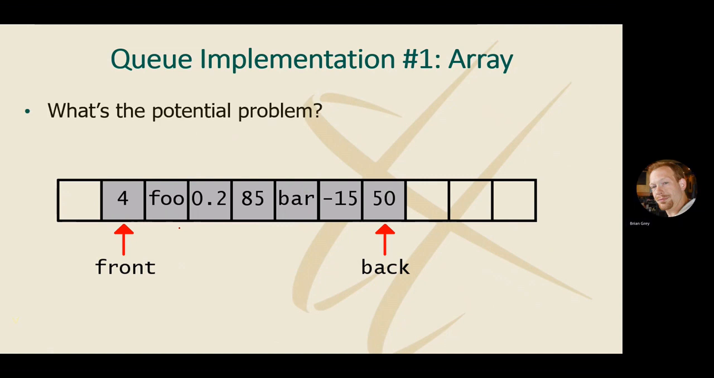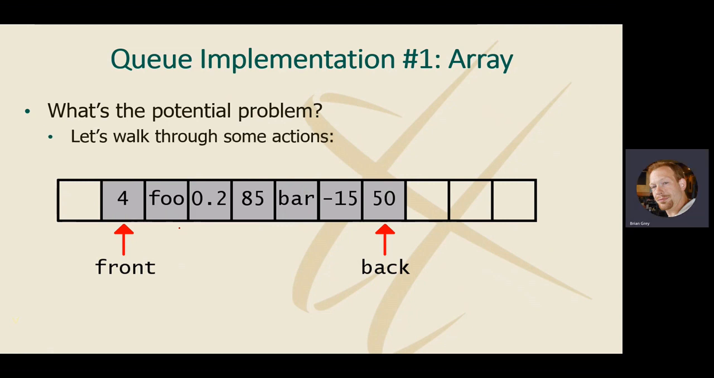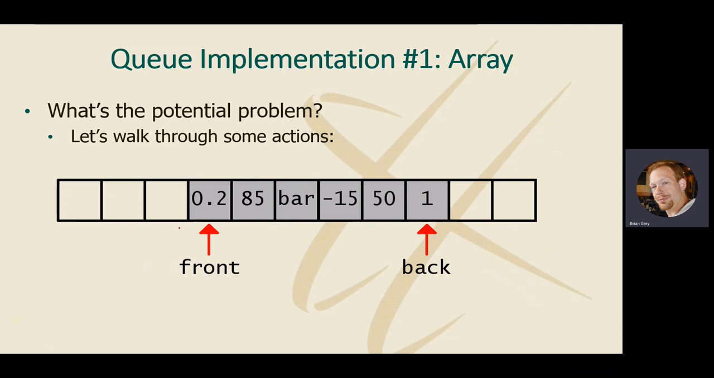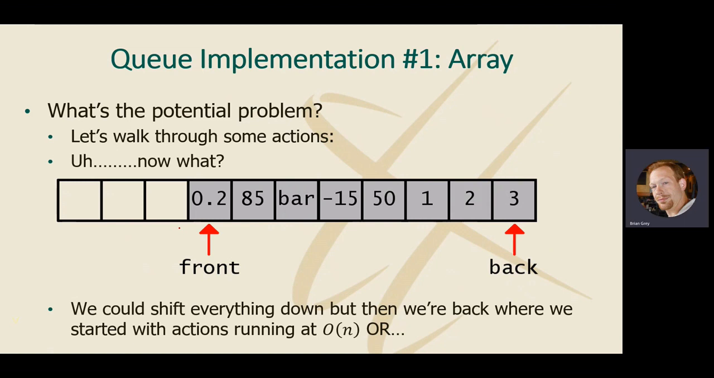What's the problem? Right now, it's not a problem, but let's walk through some operations, right? So we're going to start dequeuing and we're going to dequeue again, and then we'll enqueue a few items. And then we're going to get to a point where we're not going to have any more space. So what do?